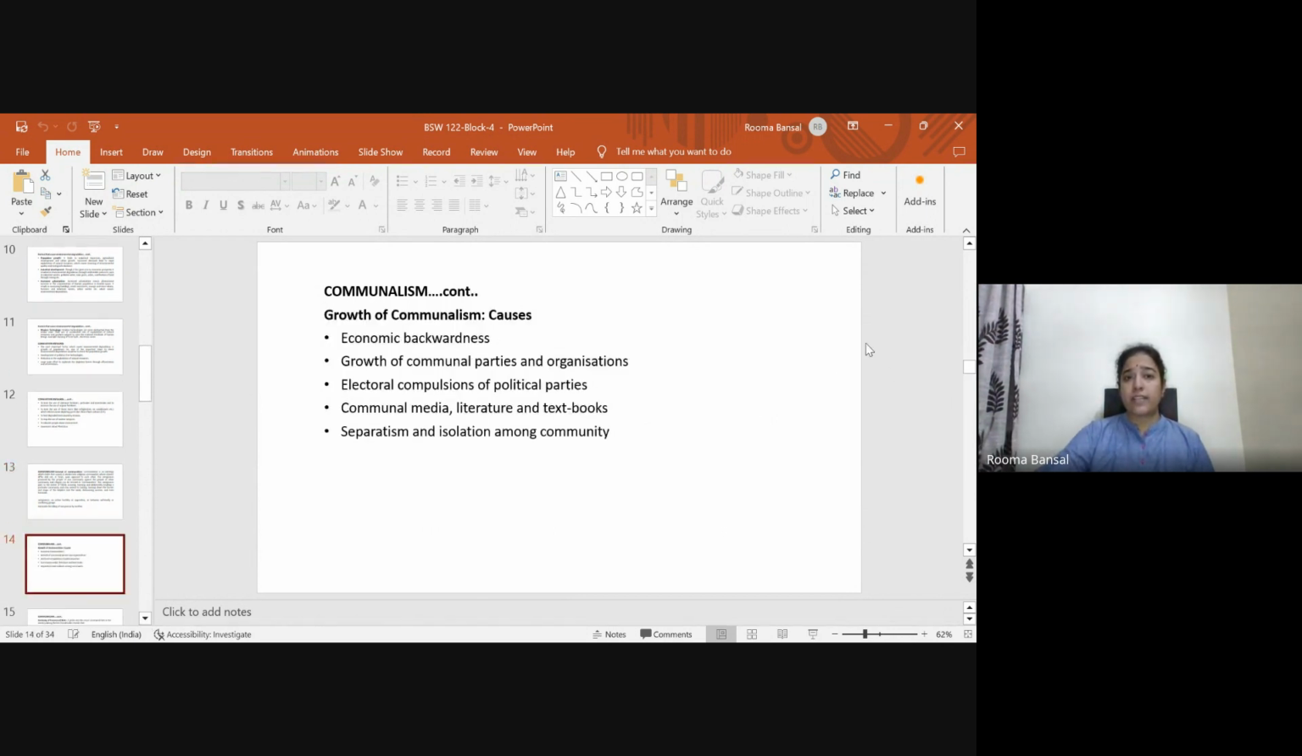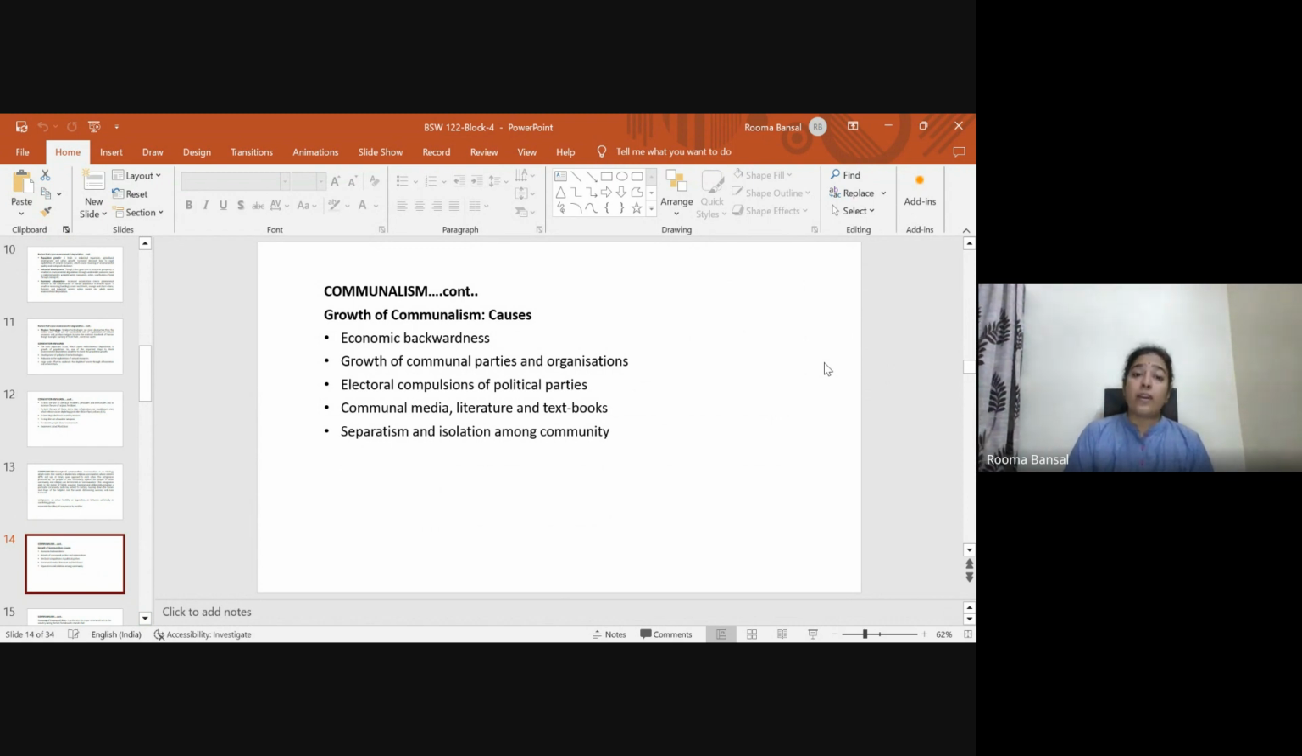Our next point is growth of communalism, means what are the causes? What are the reasons behind communalism? Number one, economic backwardness. Sometimes a particular community does not have good economic condition due to n number of reasons, illiteracy, poverty, illness, or some other reasons.